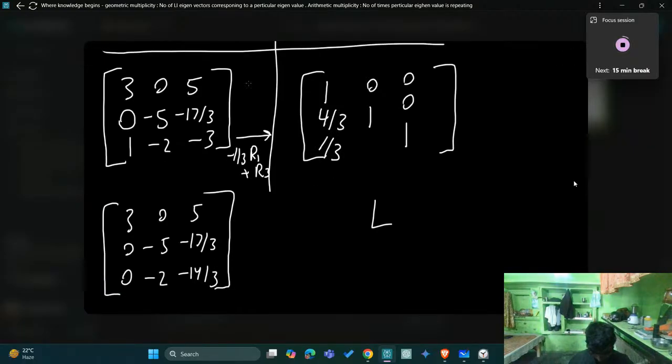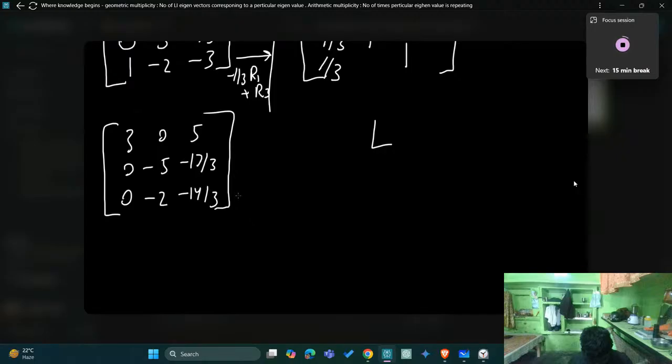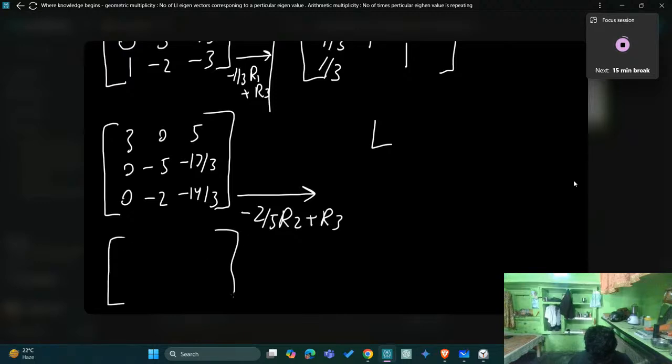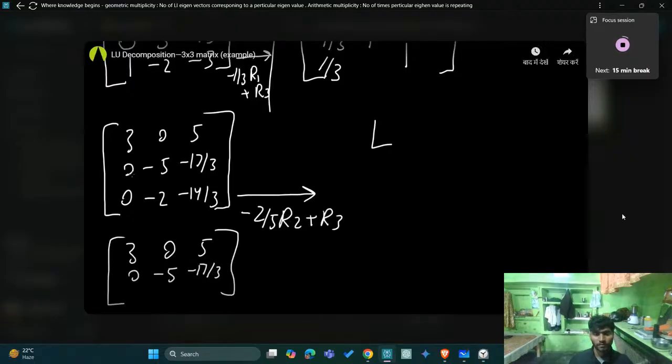And now we have one more. We need to make this become 0. Same idea. If you want, you can pause the video here and try to get this to become 0. So let's do that. Same idea: negative 2 over 5 R2 plus R3. The top row remains the same, I'm not changing that. The second row remains the same, I'm not changing that either. And the third row changes. So negative 2 over 5 R2, negative 2 over 5 times 0.